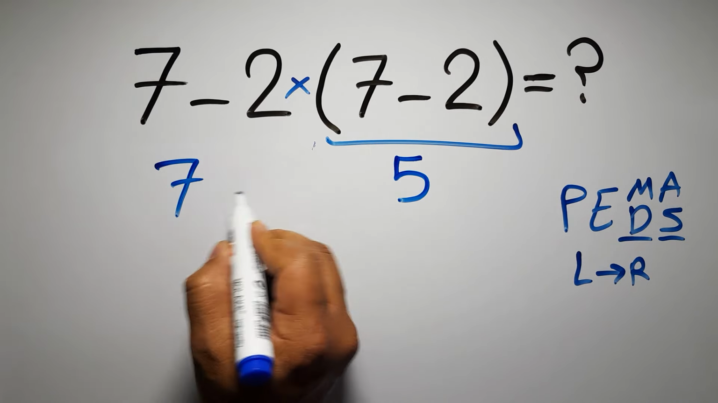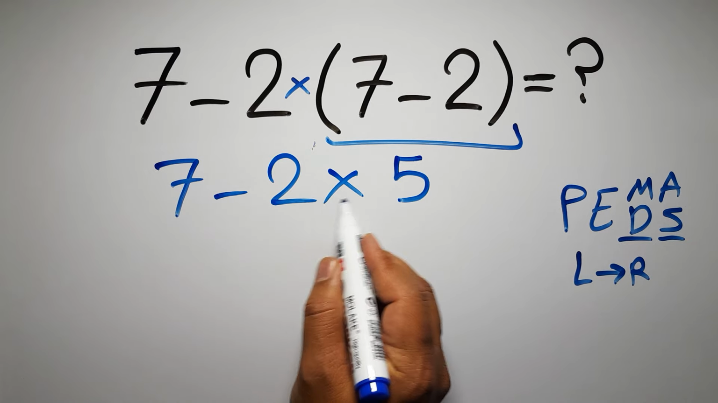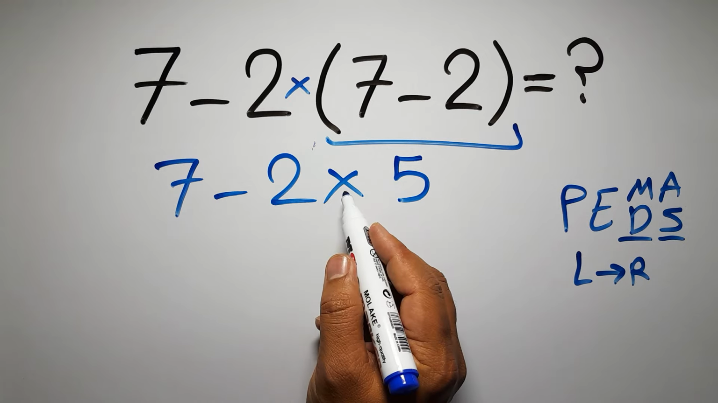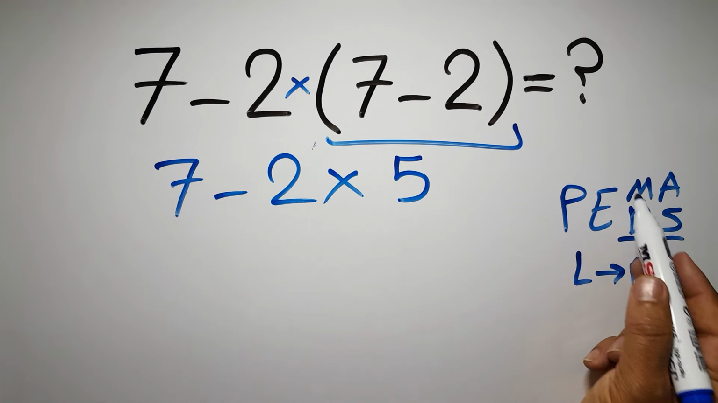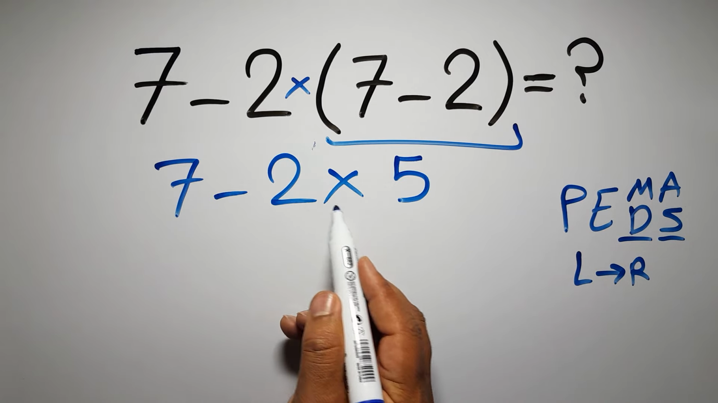So 7 minus 2 times 5. Now we have one subtraction and one multiplication. According to the PEMDAS, multiplication has higher priority than subtraction, because multiplication comes before subtraction. So here first we have to do this multiplication.